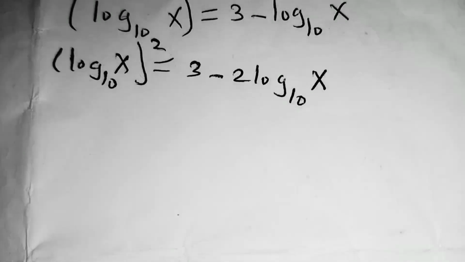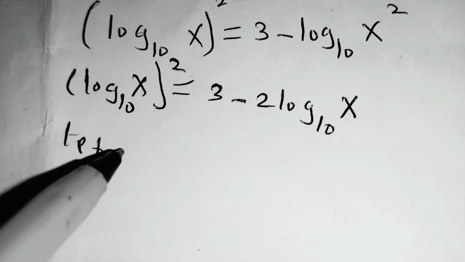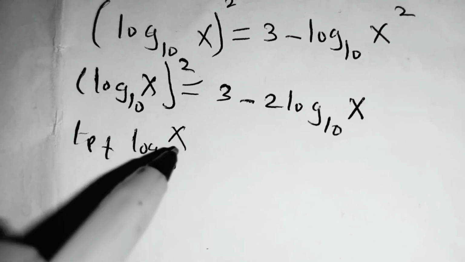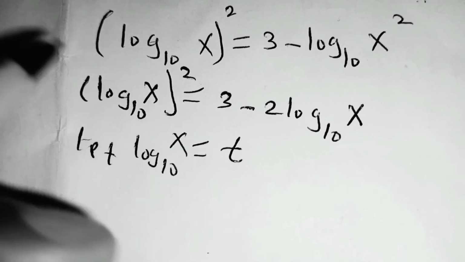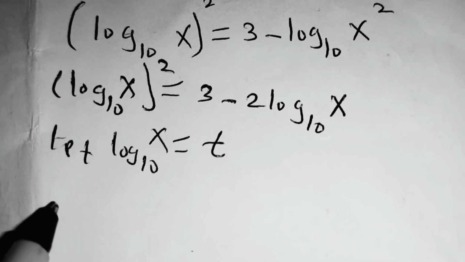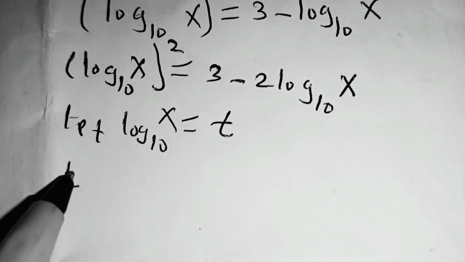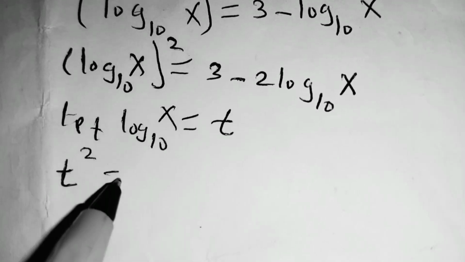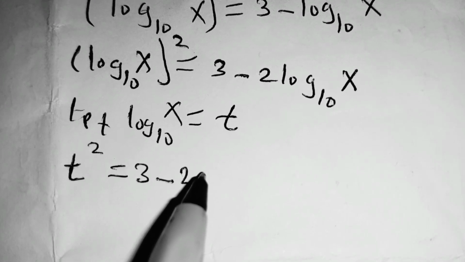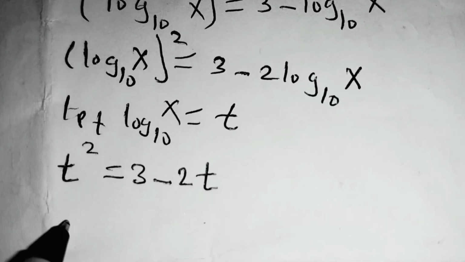Then we shall let log of x to base 10 be equal to t. Then we substitute the value of t on the left hand side. Where you have log of x to base 10, you substitute it with the t, and the squared, which is equivalent to 3 minus 2t, since log of x to base 10 is equal to t.